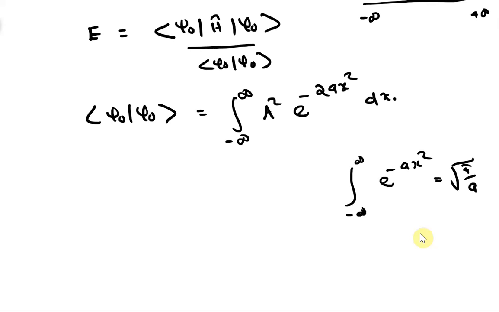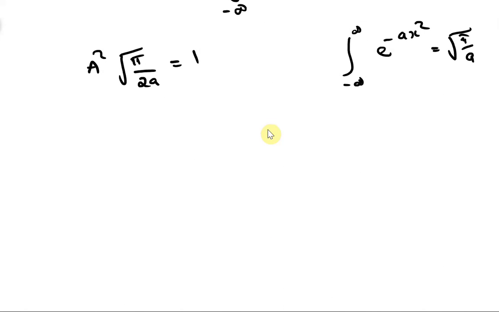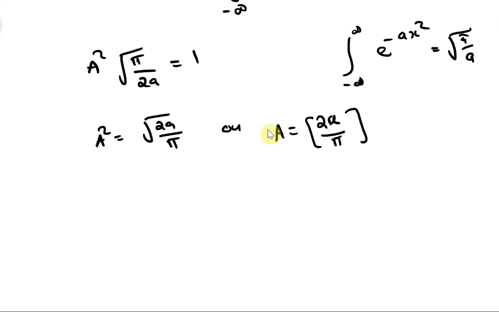This is a standard integral formula, so you can just apply that here. Here instead of a, what we have is 2a, and there is no difference. So the normalization condition will assure that this quantity has to be 1, and what I will get is a square into root pi by 2a equal to 1, which will give you a square equal to root 2a by pi, or a equal to (2a by pi) whole to the power 1 by 4. So that is your normalization constant.